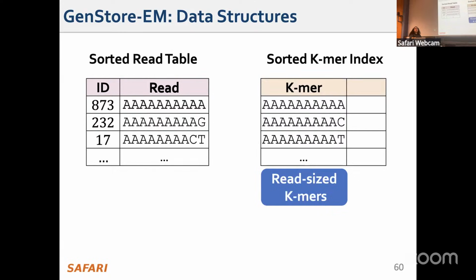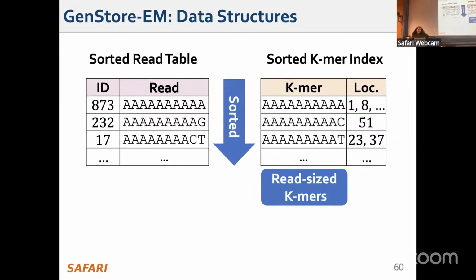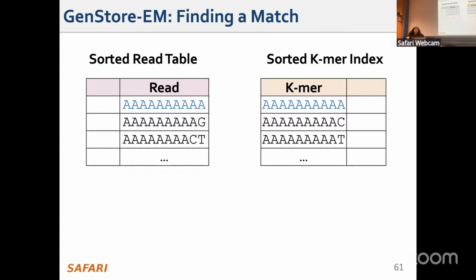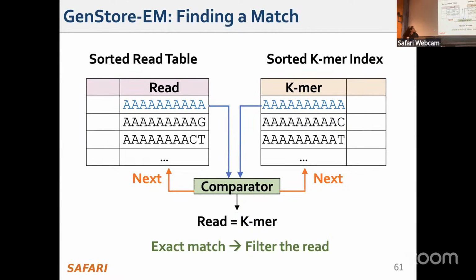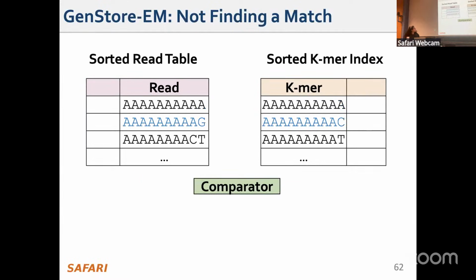If you remember, when I was giving the read mapping background, these k-mers would now be the size of the read, so they have similar length. These k-mers are the ones extracted, observed in the reference genome, along with the locations where we observed them. Again, both are sorted. So finding an exact match is trivial, right? A simple comparator. It matches, so it goes through the filter. Then let's check the next read and next k-mer.